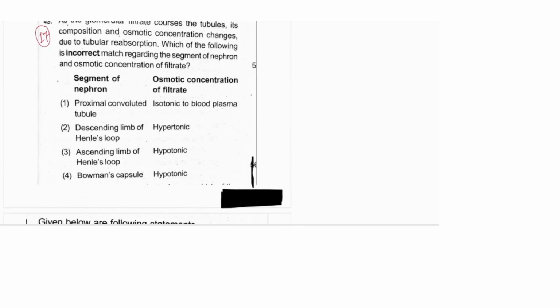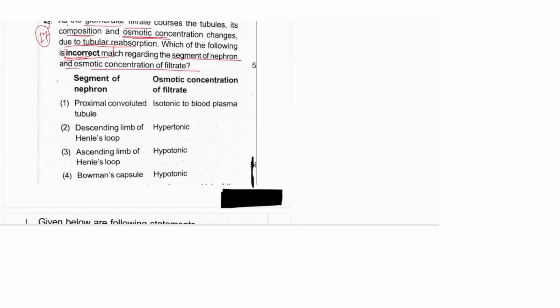Now let's see question number 17. As the glomerular filtrate courses through the tubule, its composition and osmotic concentration change due to tubular reabsorption. Which of the following is an incorrect match regarding the segment of the nephron and the osmotic concentration of the filtrate? They are asking for the incorrect one. So let us match it.